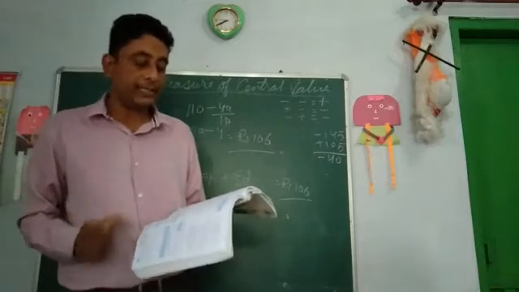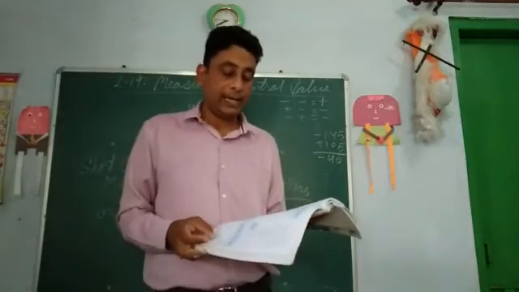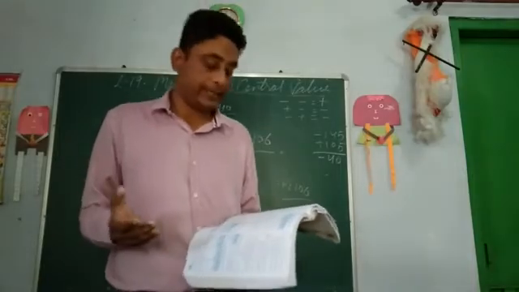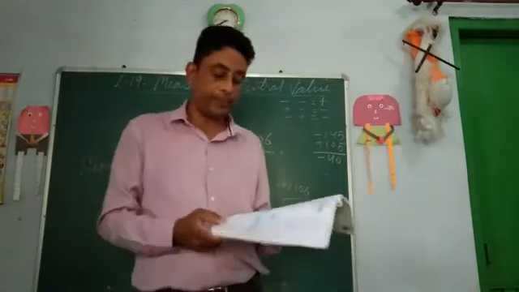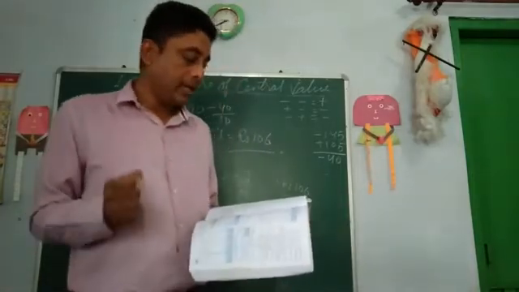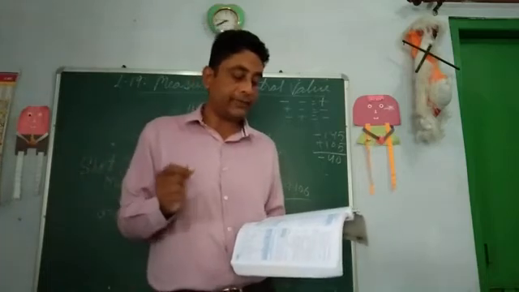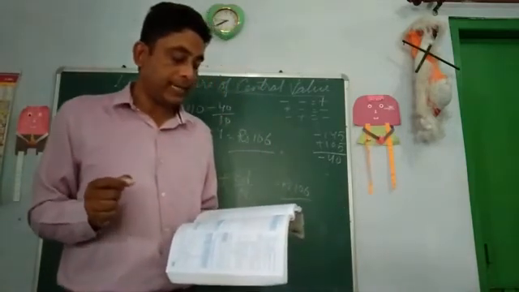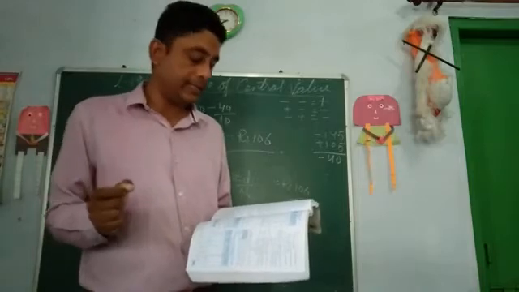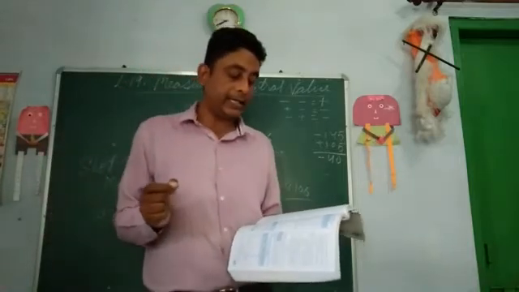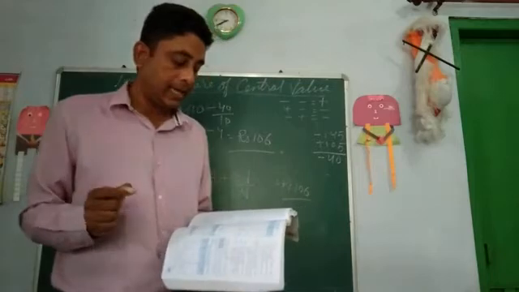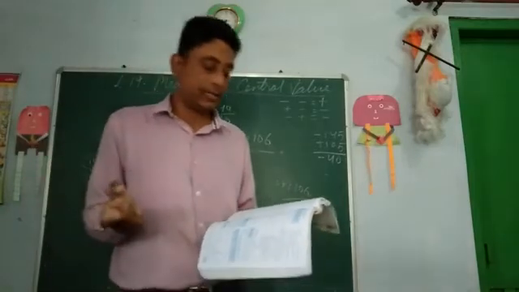Now when we see the discrete series, or frequency array as we also call it, it is given in your book on page number 297. In a discrete series, different values of the variable occur a number of times, that is, they occur with different frequencies. Arithmetic mean in the case of a discrete series can also be calculated by two methods, direct method and shortcut method.